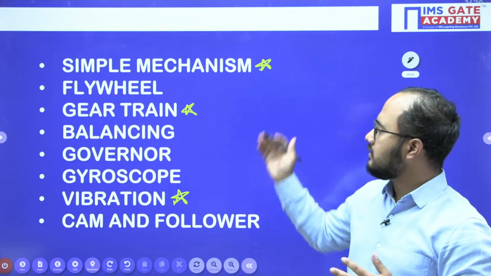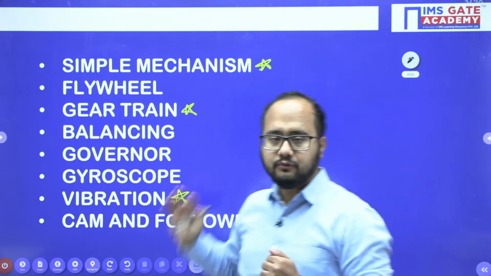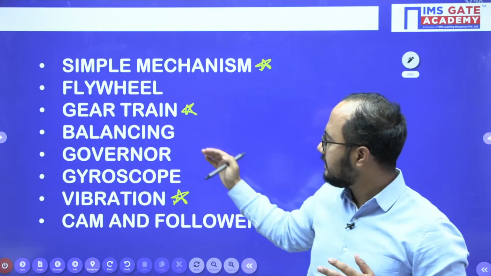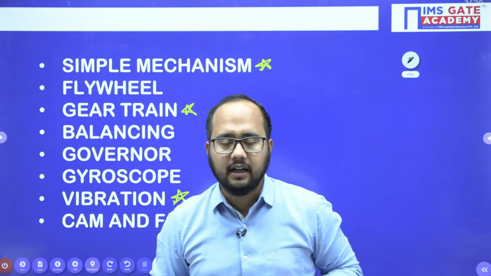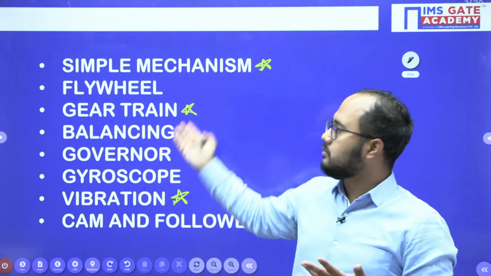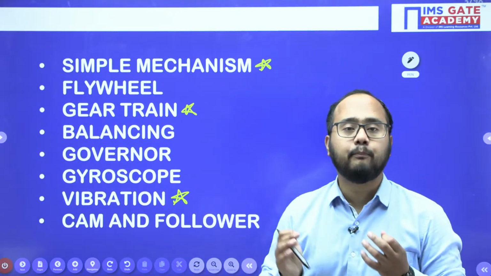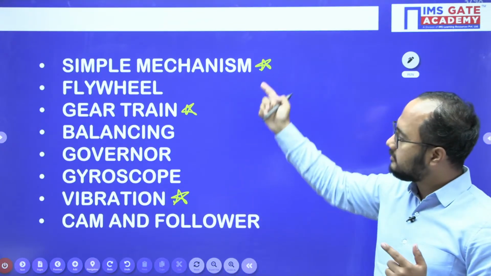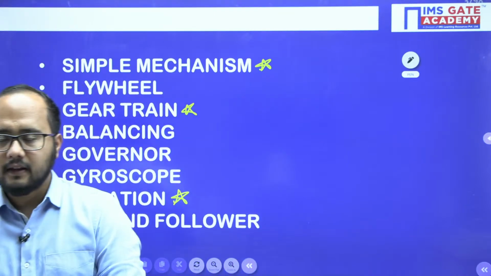Most important topics of the theory of machine subject, right? So definitely you can expect the numericals from these. Now after this, the flywheel, balancing, governor, gyroscope, and cam and follower are equally important, right? We cannot say that balancing is more important as compared to flywheel. So all are equally important, okay? But in a nutshell, these three topics are very important. Okay everyone.